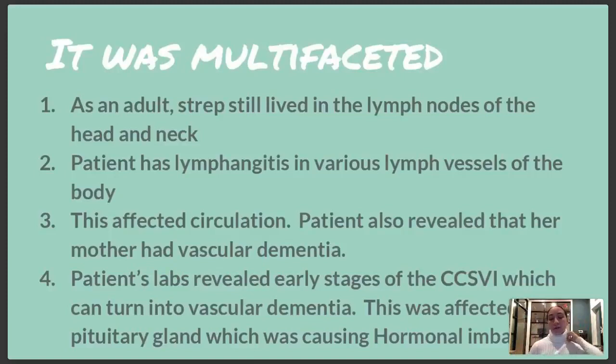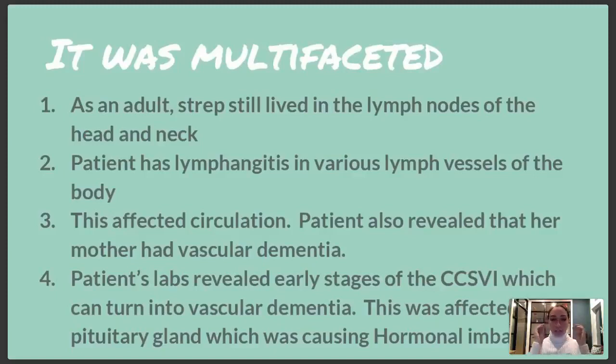So this was causing what we call the early stages of vascular dementia, which starts with something called CCSVI, which is a venous insufficiency. So blood was getting in, and it was very difficult for the blood to drain out through the venous system. So this was the reason for her memory loss. This was the reason for her neurotransmitters being imbalanced, which was making her super angry and irritable. This was also the reason why her hormones were off, and also her thyroid condition was off.